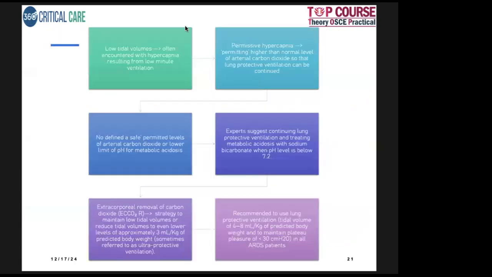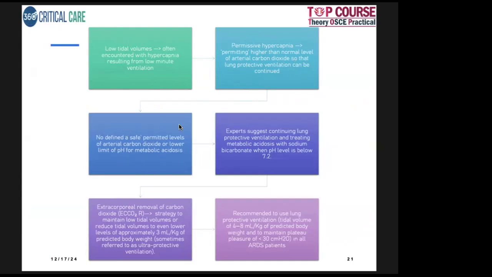So low tidal volume is often encountered with hypercapnia resulting from low minute ventilation. So there is a strategy called permissive hypercapnia, where you are permitting a higher than normal level of arterial carbon dioxide so that the lung protective ventilation can be continued.